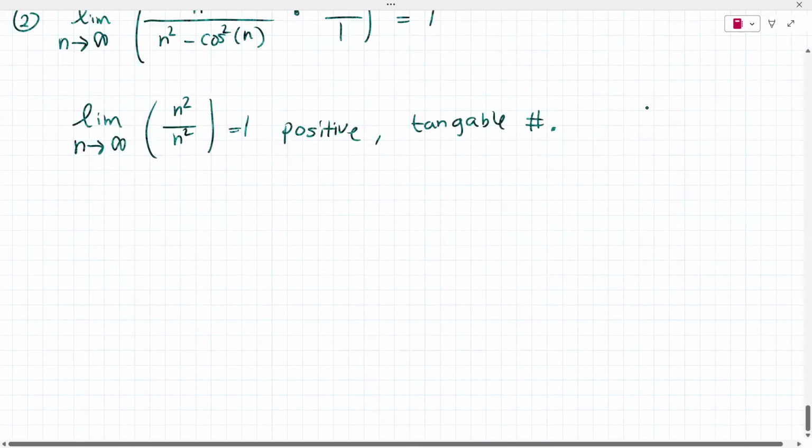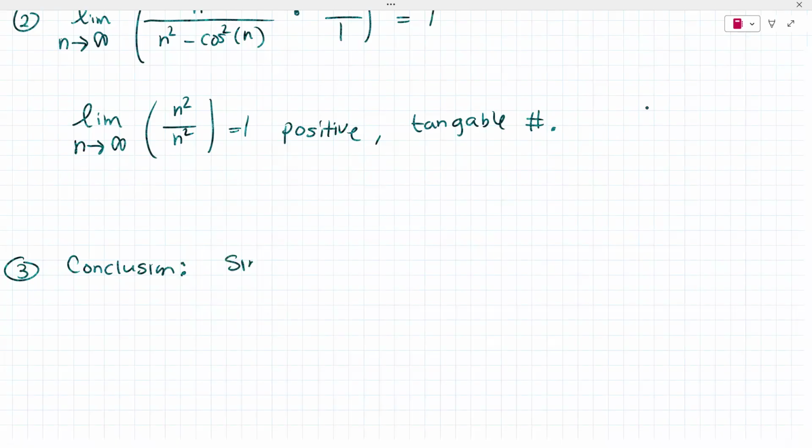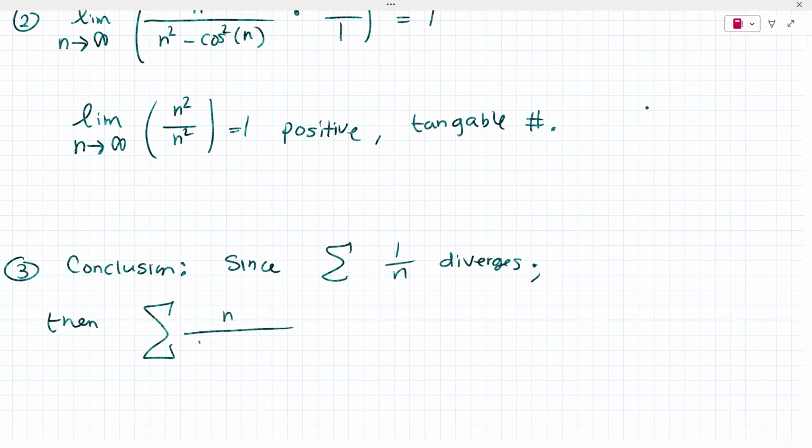And then you can say conclusion. Since the summation of 1 over n diverges, then the summation of n over n squared minus cosine squared of n also diverges.